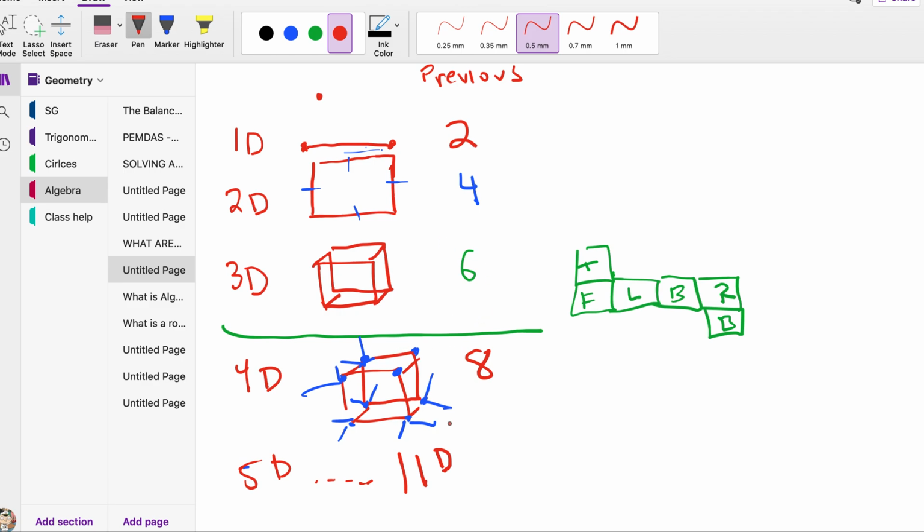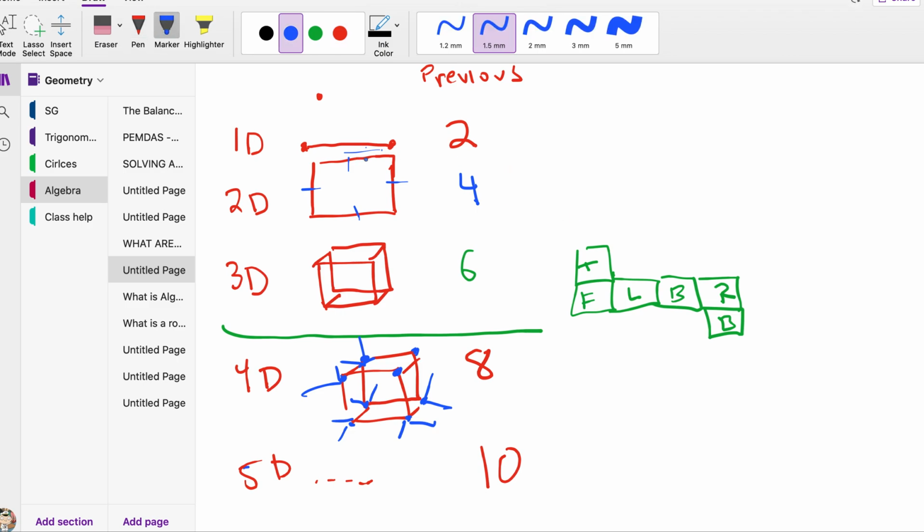So we can continue the pattern, like the next 5D shape. A 5D shape would have, kind of mind-blowing, 10 tesseracts connected to make a 5D shape. So how would we represent these in algebra? Well, when we're talking about a point, it's like a number. When we're talking about a row or a line, it's going to be like the variable x.